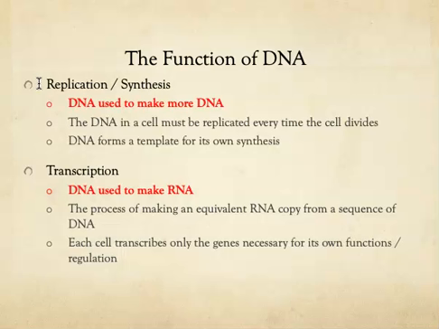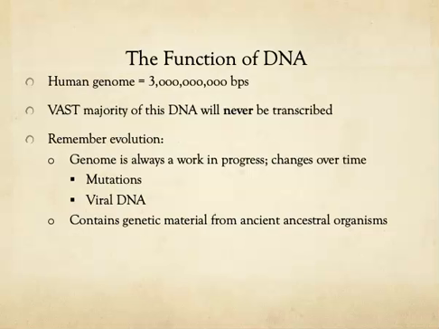So we said inside the human genome, inside all of those chromosomes, there are approximately 3 billion base pairs. A lot of that DNA is genes. We estimate about 30,000 genes are in there. But the vast majority of the DNA in a human cell will never be transcribed.